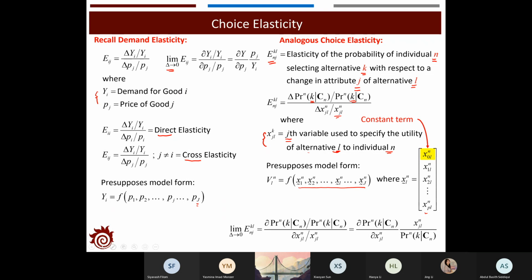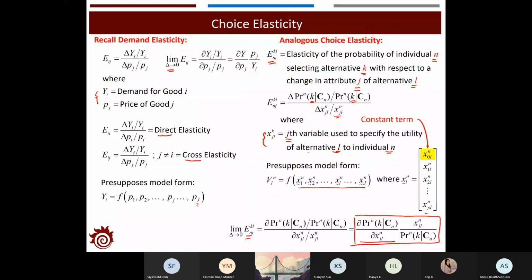And now we can have more simplification of the elasticity we defined for the discrete choice model, which becomes the partial derivative of the probability of k over partial xjl, times xjl divided by the probability of k. So this is the definition of the elasticity. And as we already know the expression of the probability to choose the mode k, we can further expand this equation and try to find out the exact expression for the elasticity.